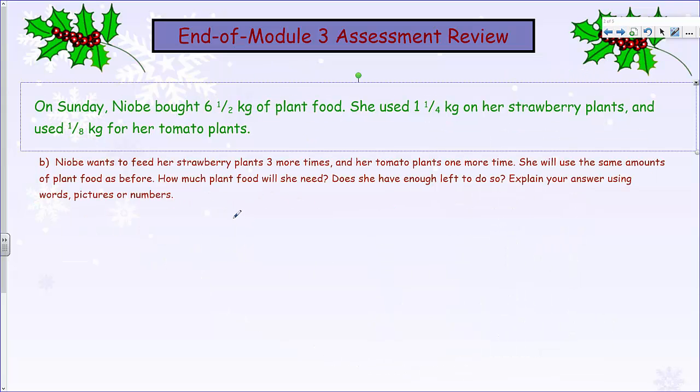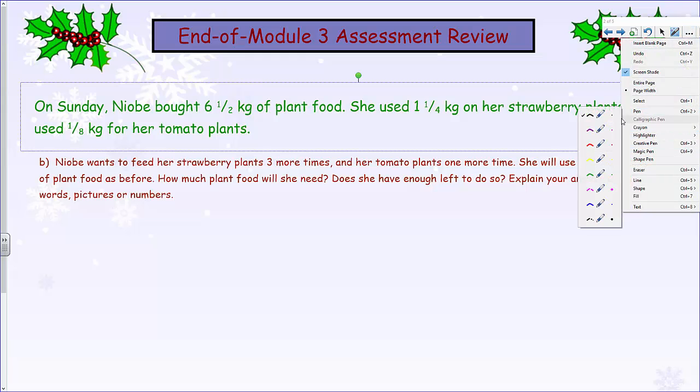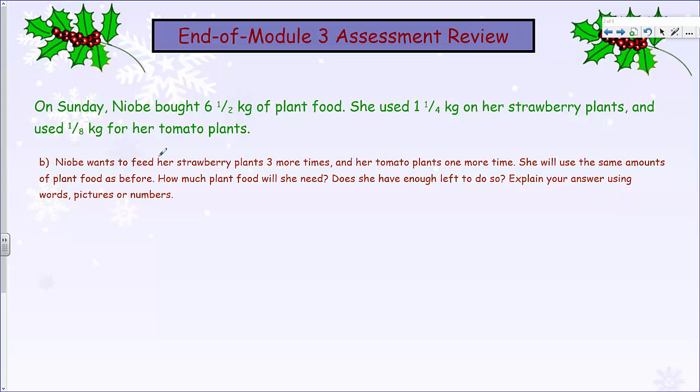Now the next problem that you're going to have here, and I have the same problem written up here because this is like, you know, Eureka! They have where you do one problem and then you have part B, part C. So we are still going to need the same problem we had because part B says Niobe wants to feed her strawberry plants 3 more times, and her tomato plants 1 more time. She will use the same amounts of plant food as before. So she'll be using this here.